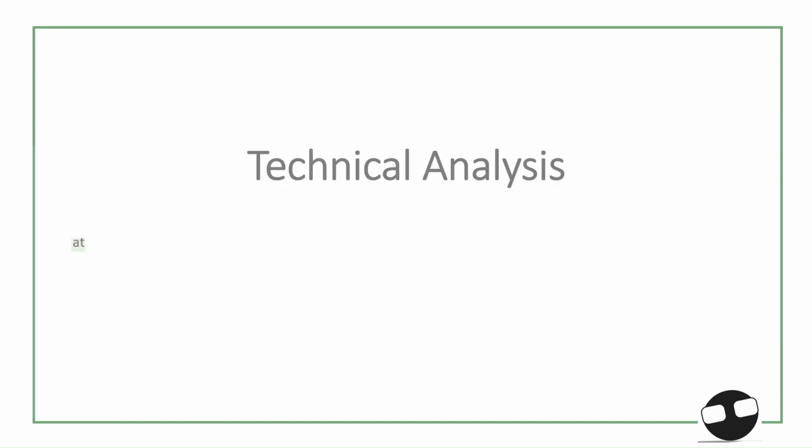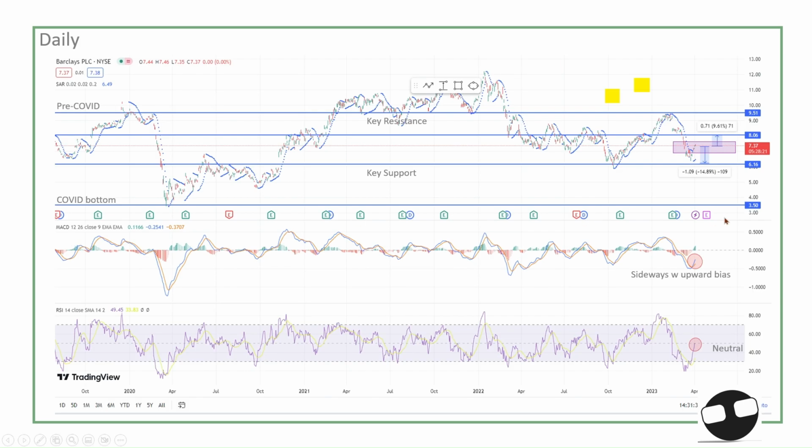Okay, so we jump to technical analysis. So here we're looking at the daily charts, and the price is actually trading at 7. Our COVID bottom here, and pre-COVID, that's 3.5 and 9.5 respectively. And the current support and resistance of the stock right now is at 6 and $8 per share respectively. Now looking at the moving average convergence divergence, or MACD, it is actually showing here a sideways movement with upward bias.